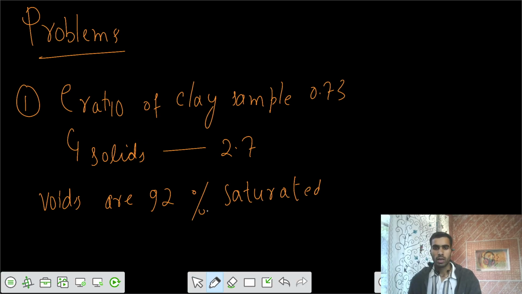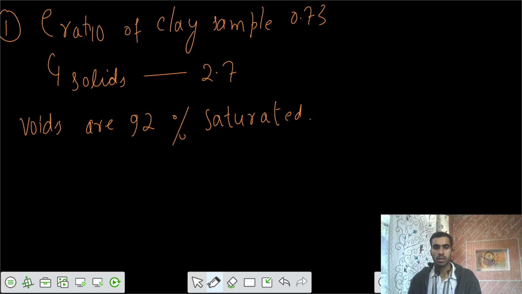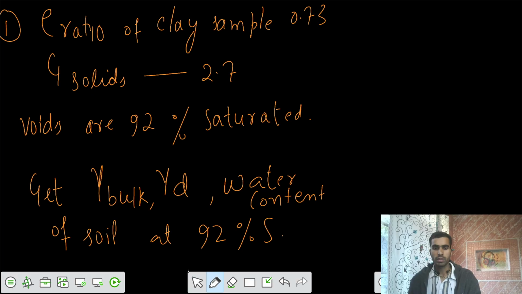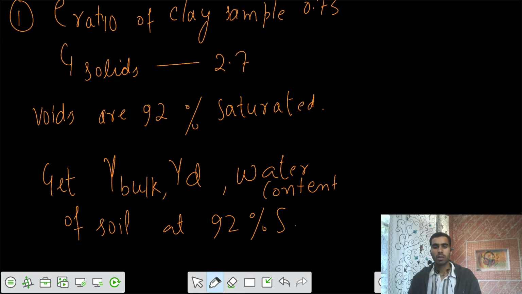We need to get the bulk unit weight, the dry unit weight, and the water content of that soil specimen at this 92% saturation. At that same degree of saturation, you need to calculate the bulk unit weight, the dry unit weight, and the water content of that same soil.